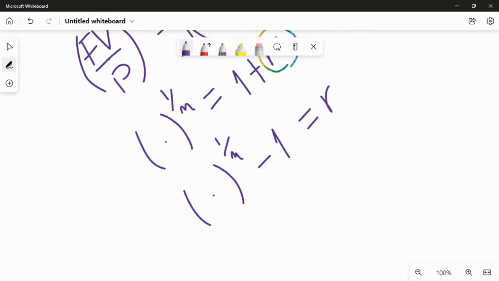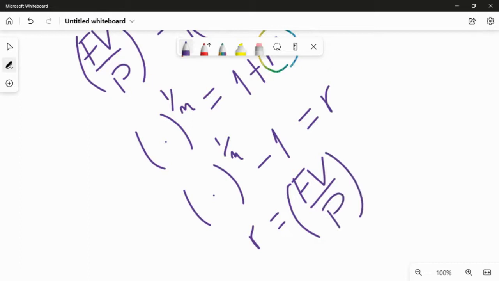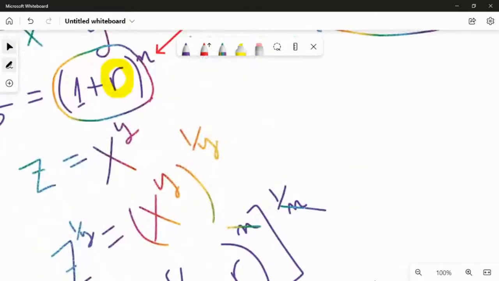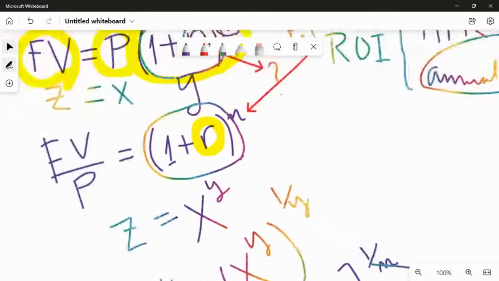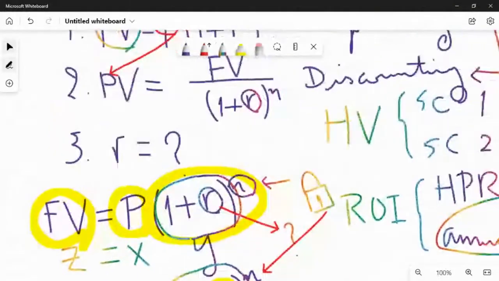So rearranging this so that r will be on the left-hand side, it will be r equals (FV over P) raised to 1 over n minus 1. And voila, that's how we get that formula. Remember in topic 1, when I gave you that formula, right?